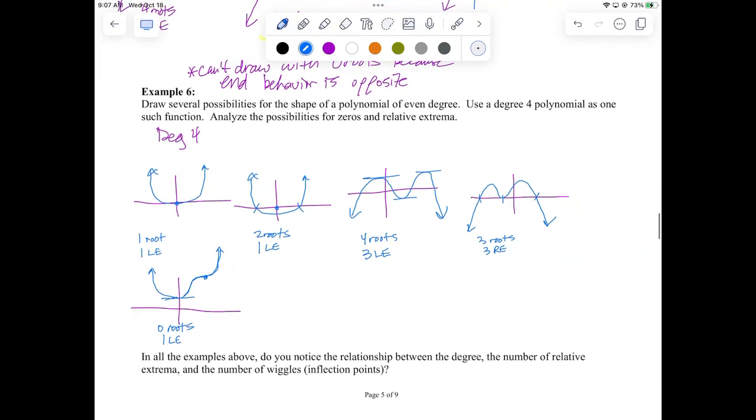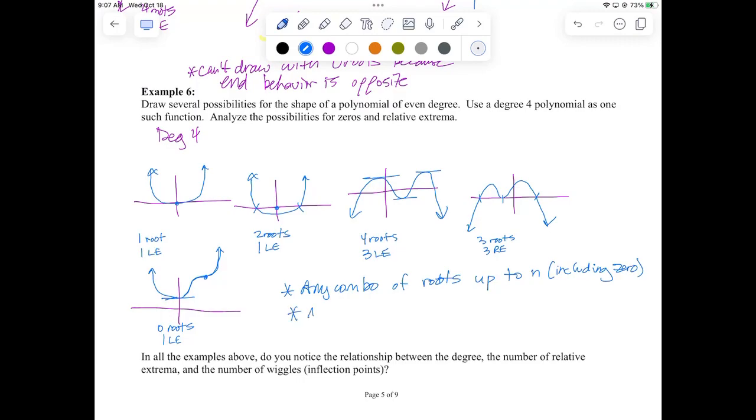So I've seen the combinations 0, 1, 2, 3, or 4 roots, and then the combinations on the local extrema up to n minus 1, but they have to occur in pairs, right? So can I draw an even degree polynomial like a 4 with an even number of local extrema? No, it ruins the end behavior. So once again, we could say we can have any combo of roots up to n, including 0. An even degree function does not have to touch or cross the x-axis.